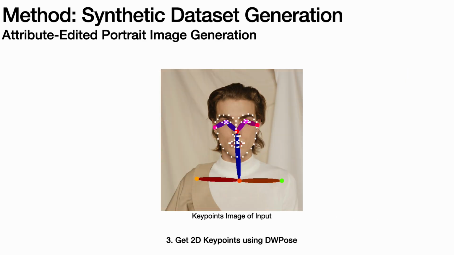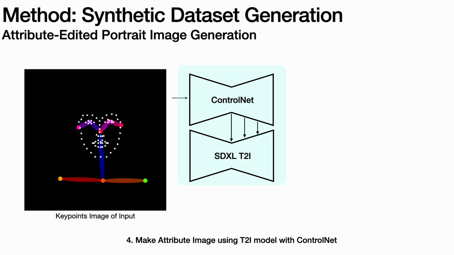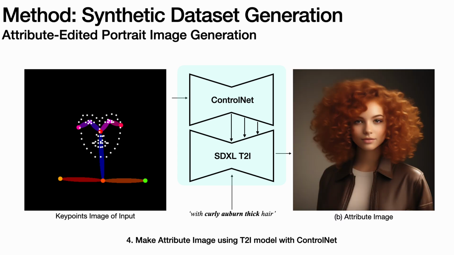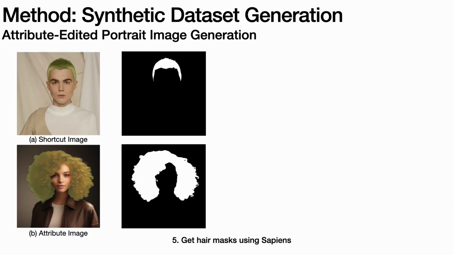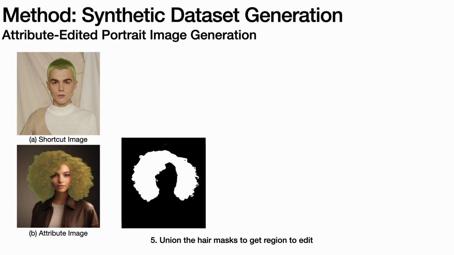Third, we obtain 2D facial key points from the reference portrait image using the DW pose model. Fourth, we generate an attribute image using a text-to-image model with ControlNet. This process creates a mask image aligned with the input text prompts and the reference face pose. Fifth, we use the Sapiens model once again to extract hair masks from both the shortcut image and the attribute image. Then we combine the 2 generated masks to obtain the final mask region to edit.